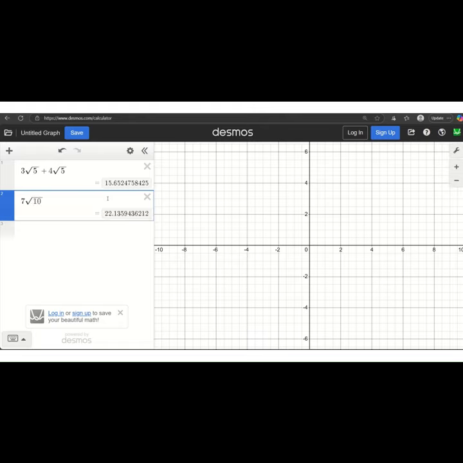So Desmos will confirm that for us. It says that that is equal to 22.1359. So it's not the same thing.